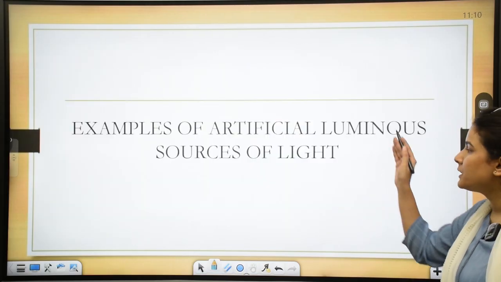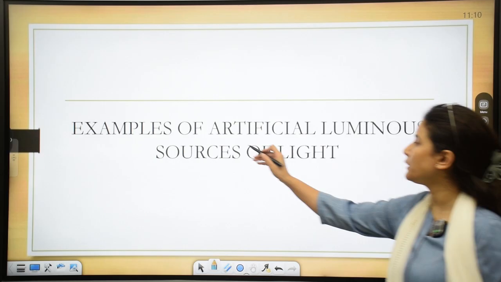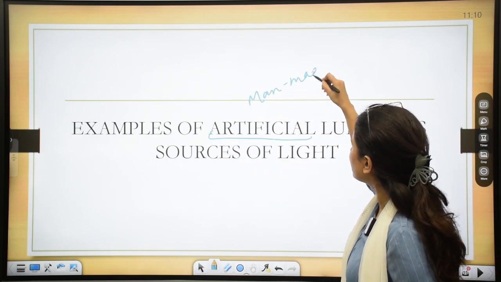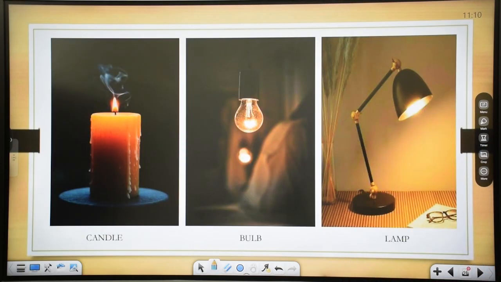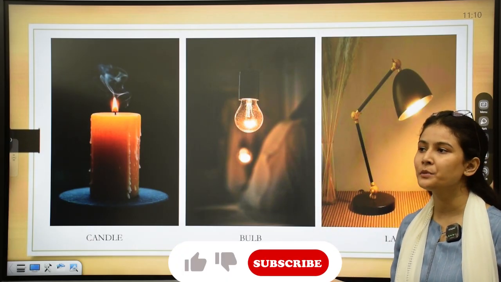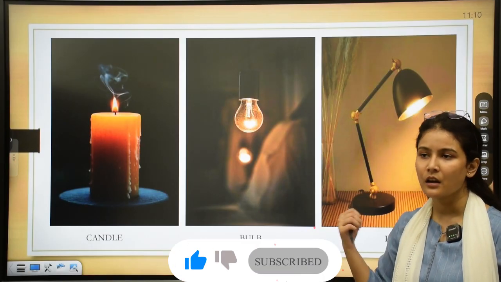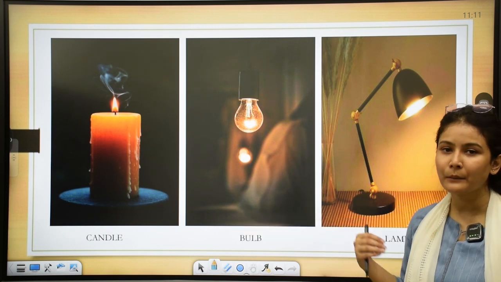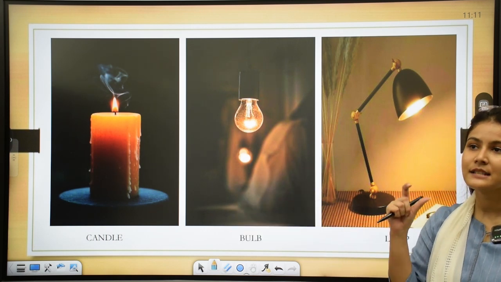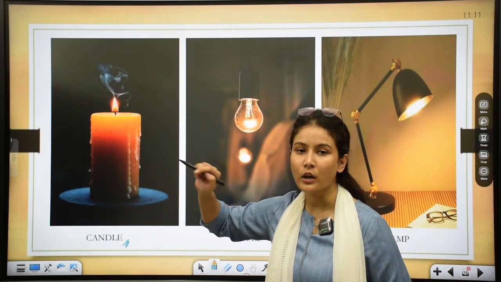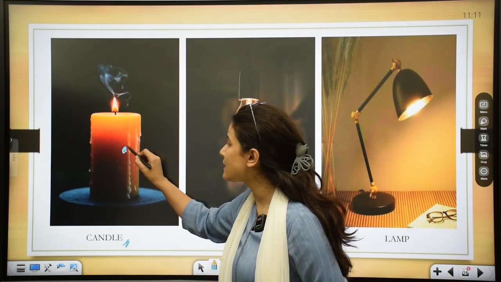Examples of artificial luminous sources of light. Now we will see artificial. Like I told you, artificial is also man-made. We can also write it man-made. Candle, bulb and lamp. Now how are these able to emit the light? Like the sun, the stars and all the bioluminescent objects, the living things, they had the energy of their own, right? But these artificial or man-made things need some external source of energy. For example, this candle. This candle cannot burn on its own if we do not provide this wax.